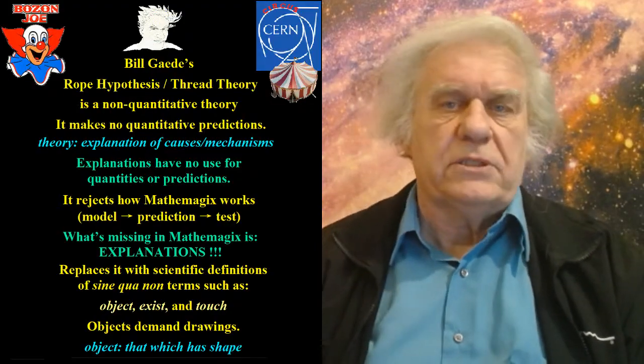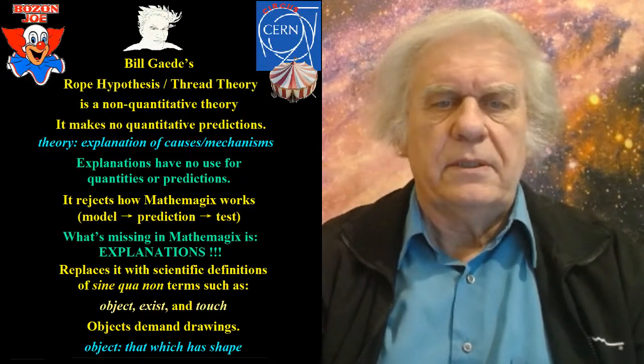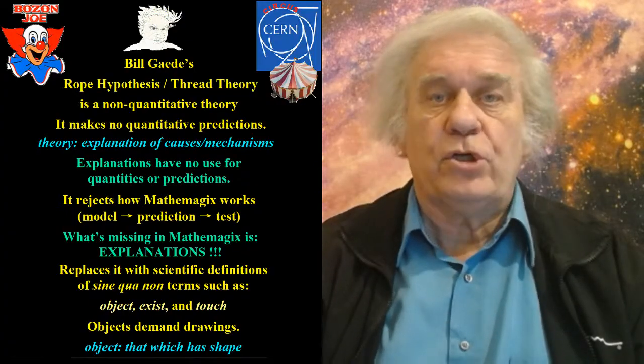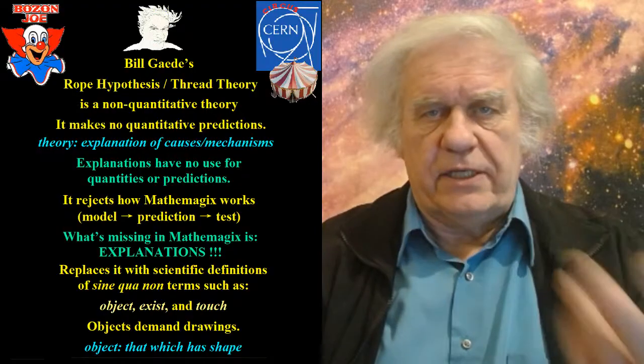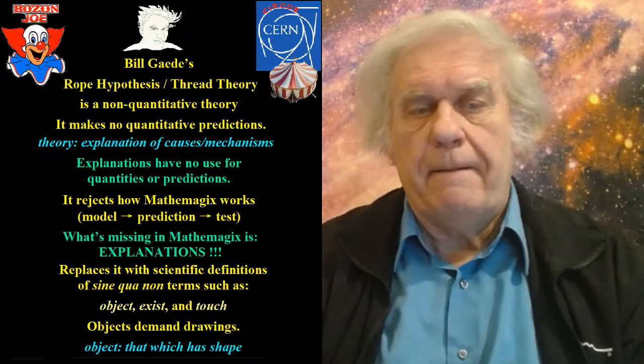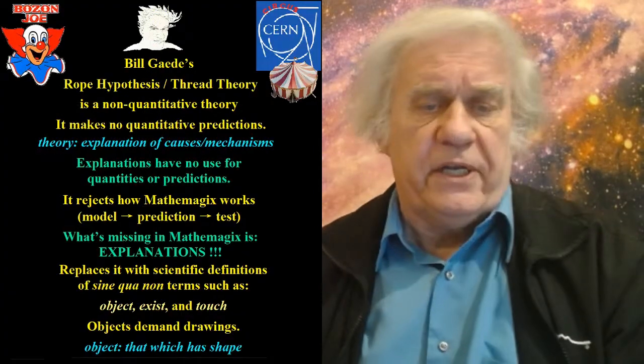We need explanations. Explanations deal with the past. Predictions deal with the future. Science is about the past, not about the future. Science has to explain what happened, how it happened, why it happened, what caused it to happen, what the mechanism is. That's what science, as it relates to physics, is supposed to be about. So explanations have no use for quantities or predictions.